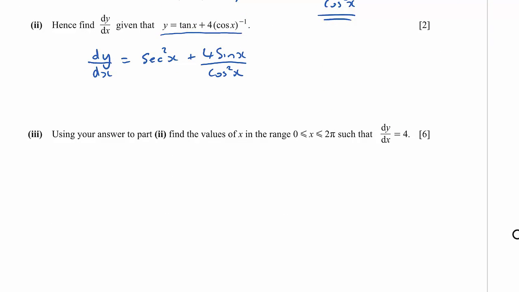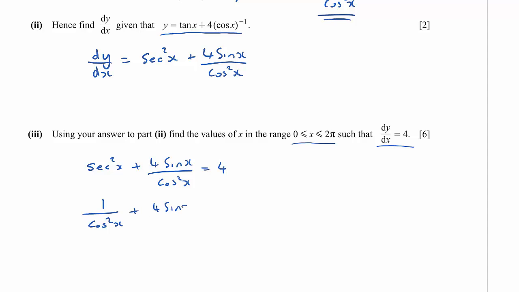Using the answer to part 2, the bit that we just got, find the values of x in the range 0 to 2 pi such that dy dx is equal to 4. So in other words, we want to solve sec squared x plus 4 sine x over cos squared x is equal to 4. Okay, so how are we going to go about this? So sec squared we know is 1 over cos squared x. Then we've got 4 sine x over cos squared x equals 4.